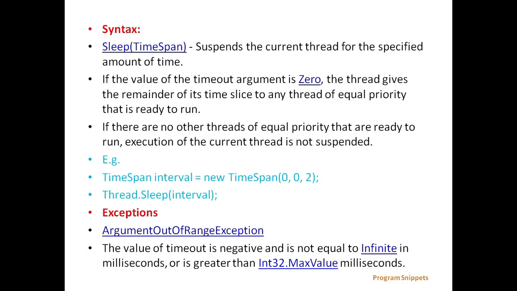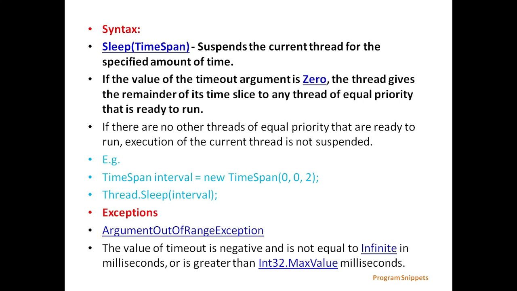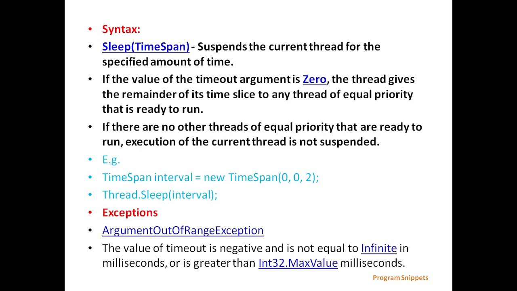The syntax for defining the sleep method with TimeSpan is Sleep with TimeSpan, which suspends the current thread for the specified amount of time. If the value of the timeout argument is 0, the thread gives the remainder of its time slice to any thread of equal priority that is ready to run.